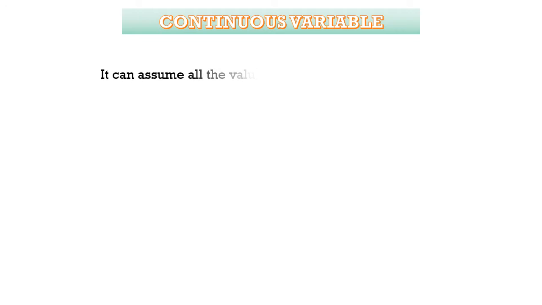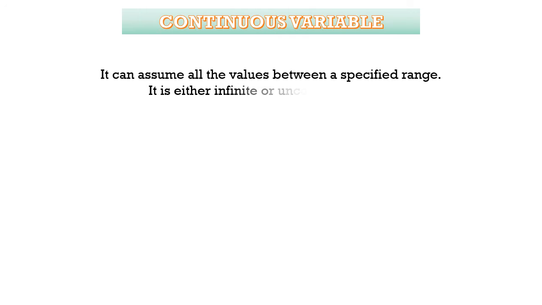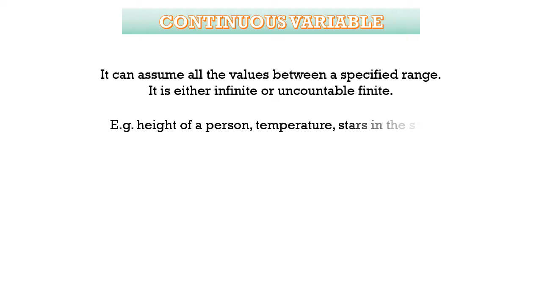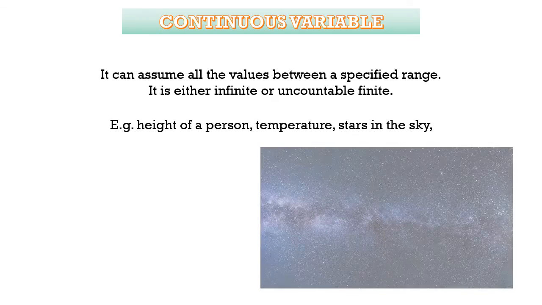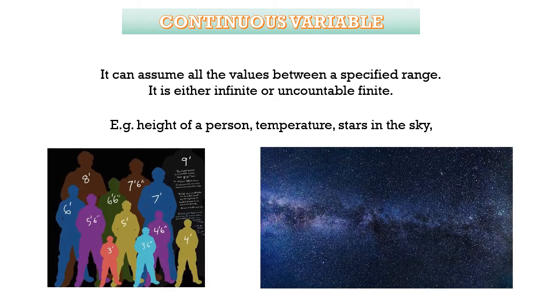Second is a continuous variable. Now, continuous variable is quite opposite of the discrete variable. It can assume all the values between a specified range. That is, between a range, it can assume each and every value. Therefore, it can be either infinite or even if it is finite, it is kind of uncountable. If you want to take an example, height of a person or a temperature of a day or stars in the sky, all of these things we can say that are either infinite or they are uncountable finite.